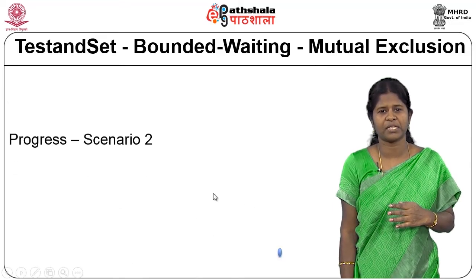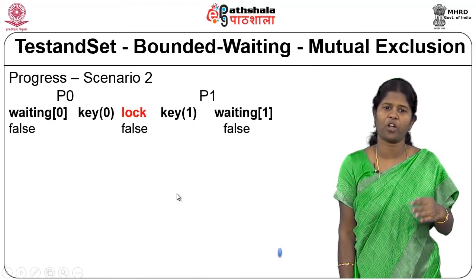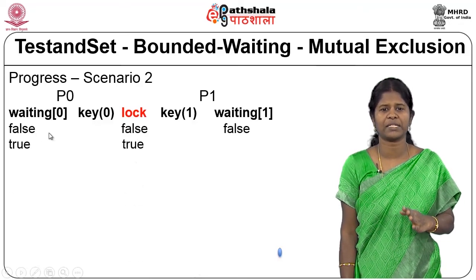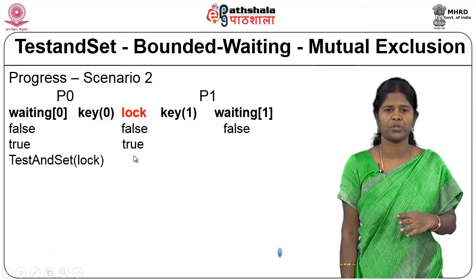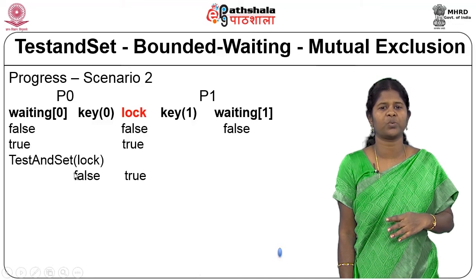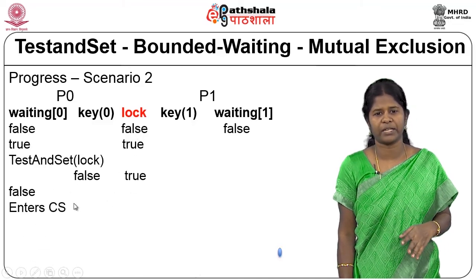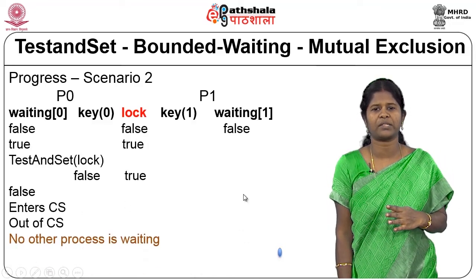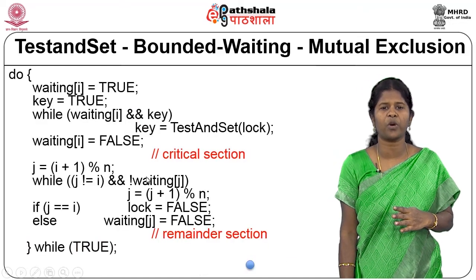Now, if you look at the next scenario, here we look at the scenario where process P0 changes the value of lock back to false after coming out of the critical section. So, here P0 is the only process that wants to enter the critical section. So, it changes waiting of 0 to true and key to true, and then it executes test and set of lock. That will change key to false, and then it will make waiting of 0 false, enter the critical section, come out of the critical section, and now it finds that there is no other process waiting, because you can see that it tries to check if waiting of the next process is true or not.